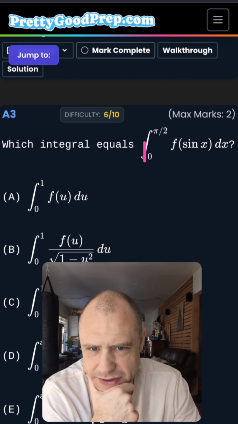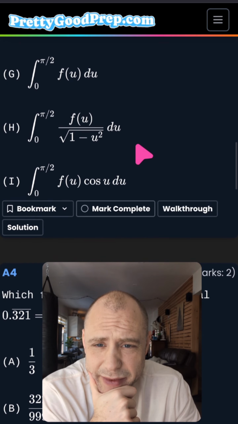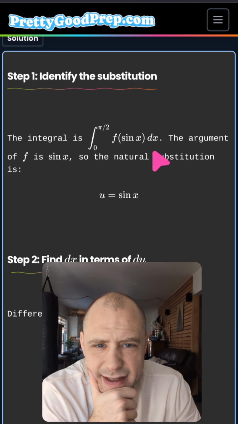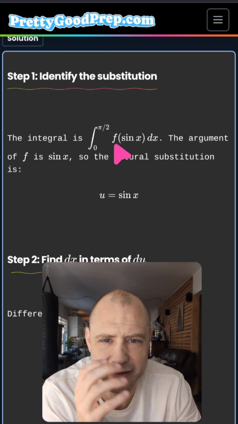Let's get back to this question. So 0 to pi over 2, this. A lot of nice interesting options here. I think we might need to think about this. Okay, the integral is this. Yes, the argument of f is sine x. Right, so the thing we're plugging into the f function is sine, okay?